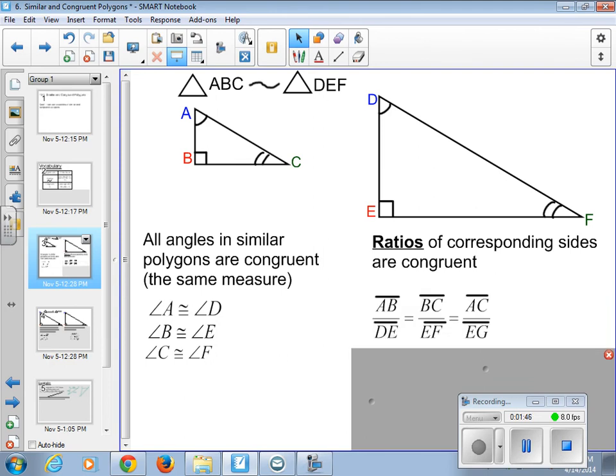So side AB's ratio is congruent to side DE. And then we have BC. Its ratio is congruent with EF. And then AC's ratio is congruent with side DF.